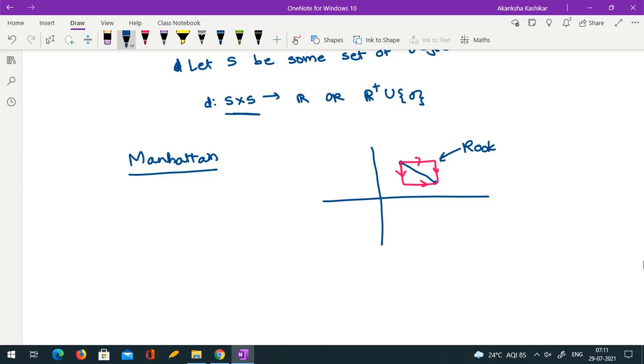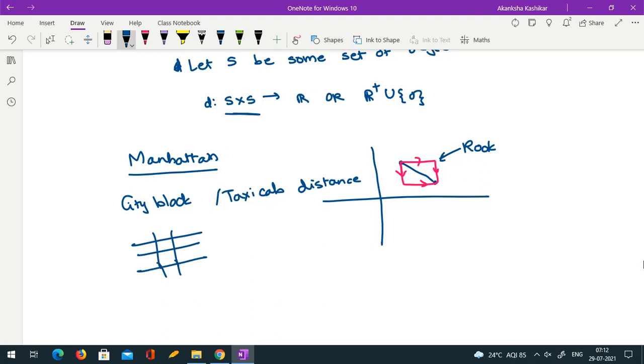So it can be computed only at 90-degree angles, whereas Euclidean distance can be computed in any direction. So it's like me, you can move in any direction. Manhattan distance is also known as city block distance or taxi cab distance.